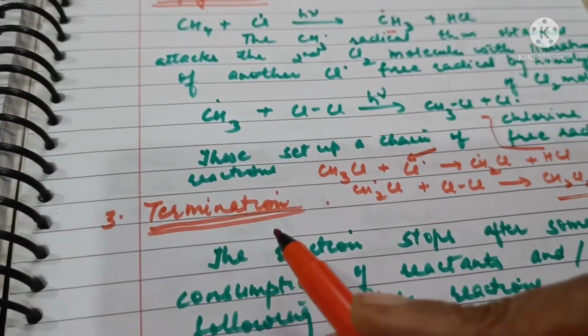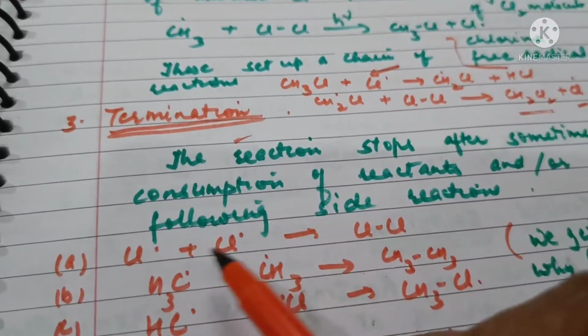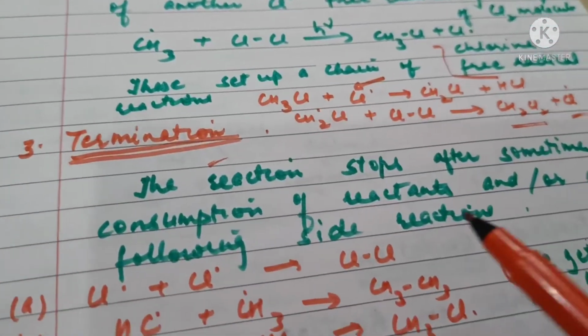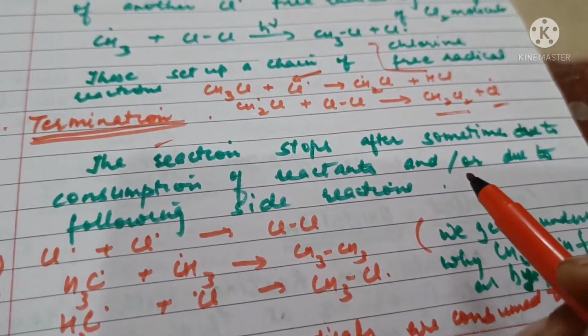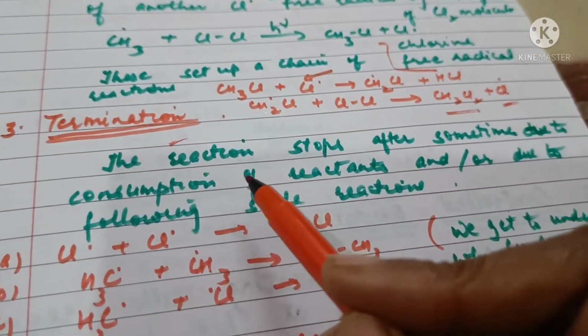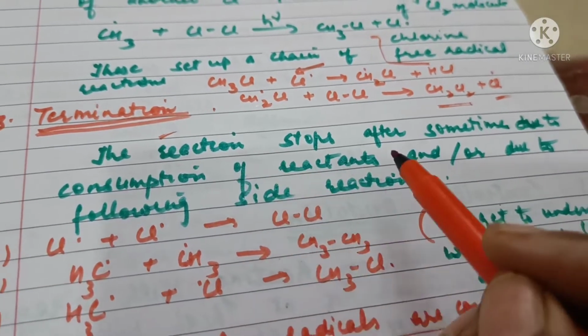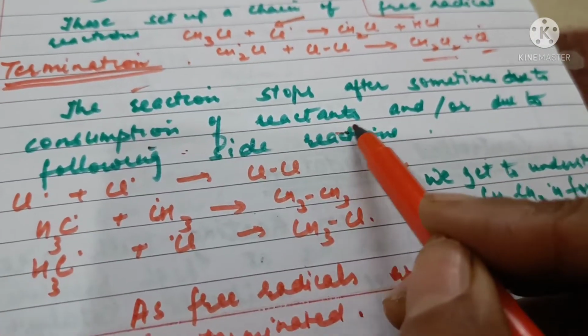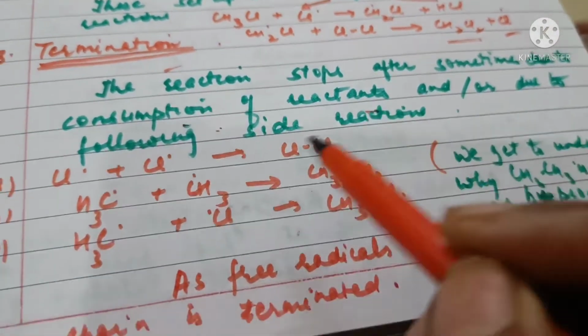And the last step is termination, in which all the free radicals combine with each other to form neutral molecules. So the reaction will stop after this step, and so it's called the chain termination step. The reaction stops after some time due to consumption of reactants, and or due to the following side reactions.